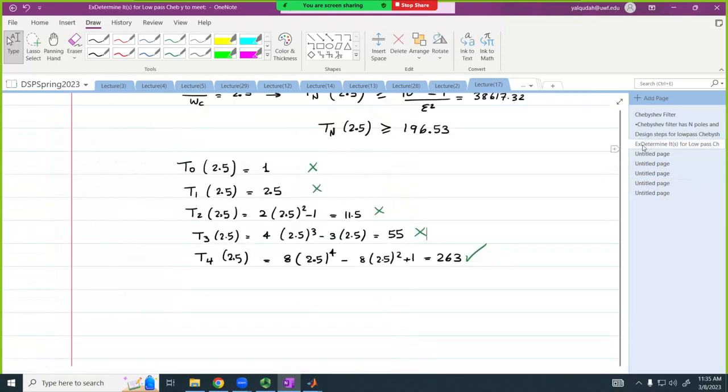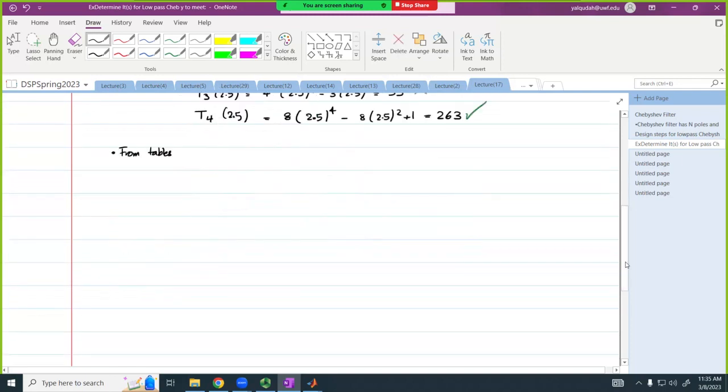And that polynomial is going to be given by H(s). So here from tables, H(s) is going to equal 0.2756 divided by s to the 4 plus 0.95 s cubed plus 1.4 s squared plus 0.74 s plus 0.2756.